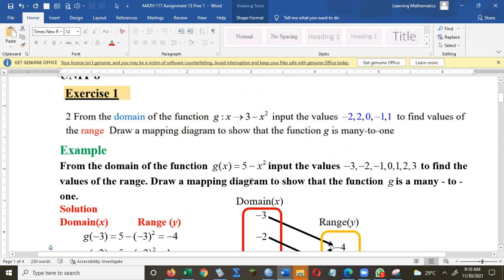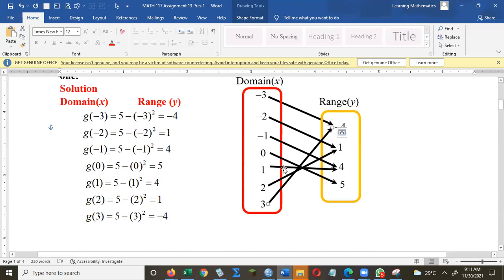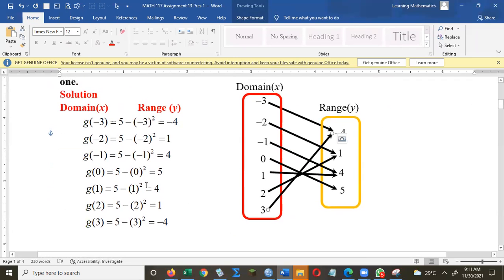It says, draw a mapping diagram to show that the function g is a many to 1. And here it is. It's something like that you're going to get for the assignment question. You're going to get something just like that, many mapping onto 1. So just repeat this for assignment 13 for the first question.